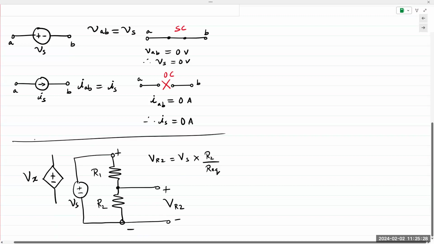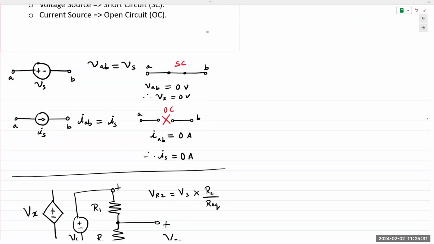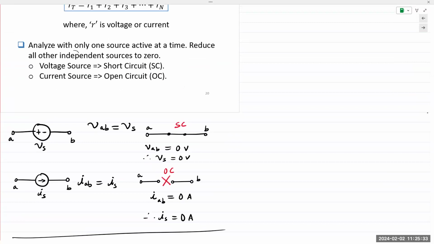Okay, coming back to superposition. So again, it's more important to remember this. You can have these two lines on your equation sheet for the quiz and for the exam. Okay, you can have those on your equation sheet.